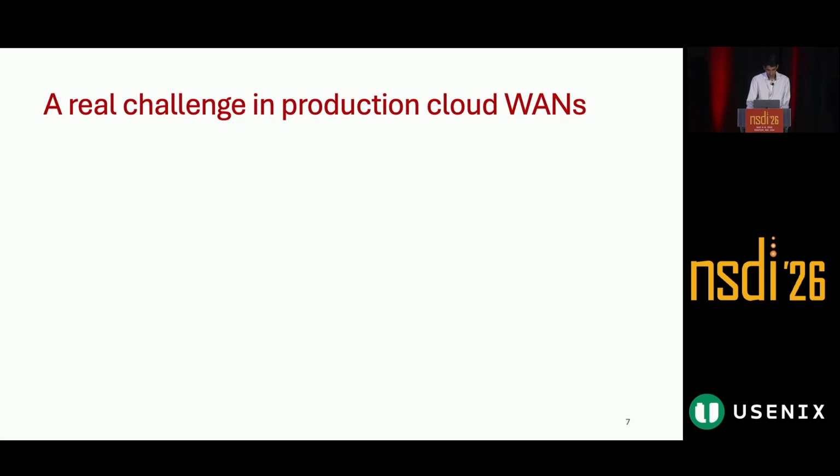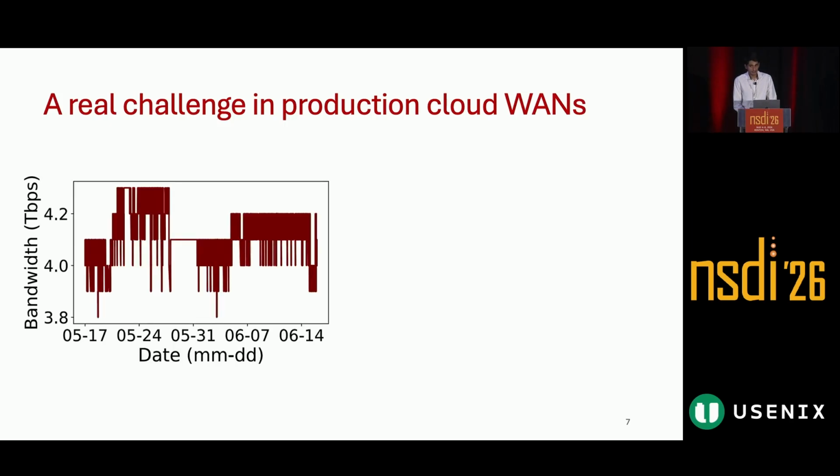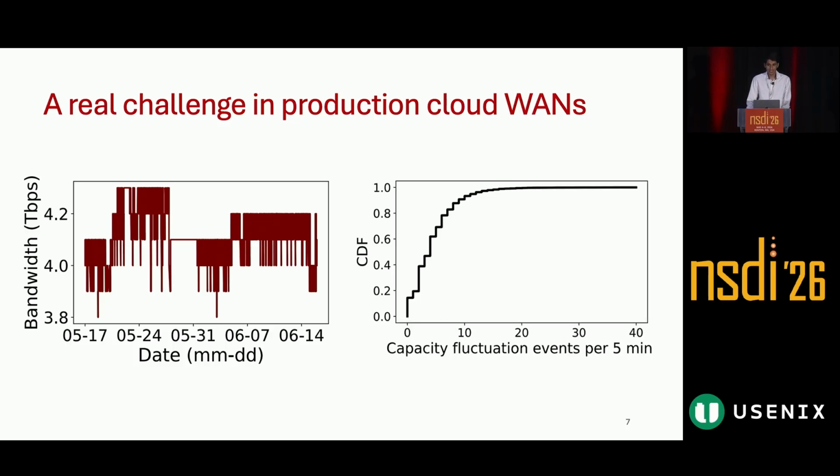And so we were curious if this actually happens in the real world, so we collaborated with a large commercial cloud provider, and it turns out that they see this problem all the time. For example, the capacity of this production inter-data center link fluctuates frequently over a 1-month period, and there can be up to 40 capacity fluctuation events in a single 5-minute window in this cloud network.